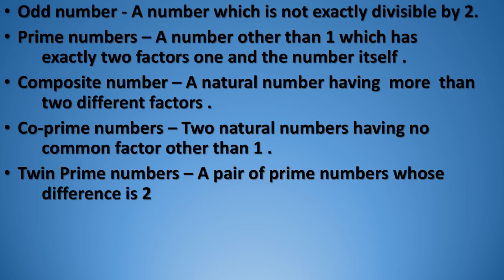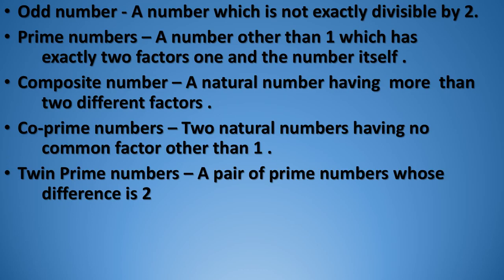Next is twin prime numbers. A pair of prime numbers whose difference is 2 are called twin prime numbers. Example: 3 and 5. They both are prime numbers, and if you find out their difference, you will get the answer 2. So these numbers are called twin prime numbers.